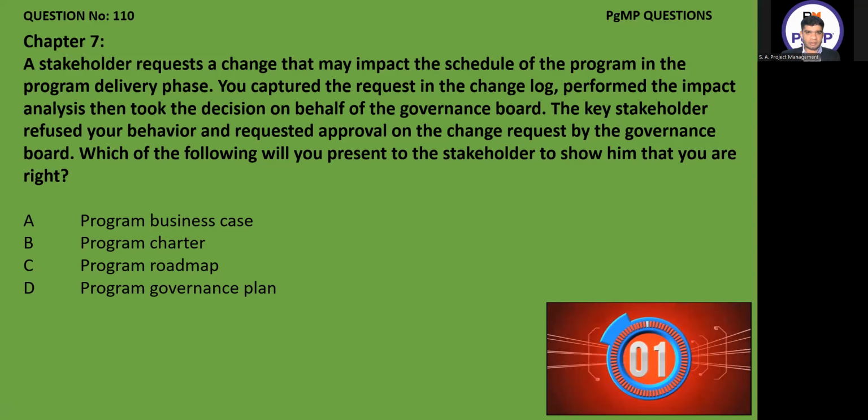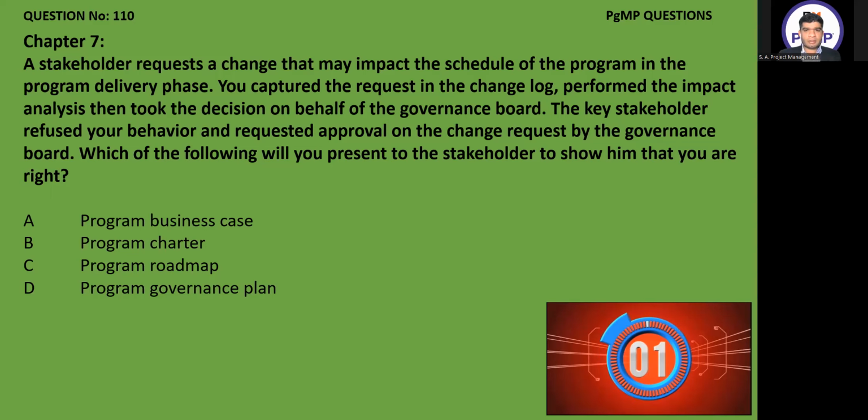Yasin sir, please read the question. Yes, sir. A stakeholder requests a change that may impact the schedule of the program in the program delivery phase. You captured the request in the change log, performed the impact analysis, then took the decision on behalf of the governance board. The key stakeholder refused your behavior and requested approval on the change request by the governance board. Which of the following will you present to the stakeholder to show him that you are right?